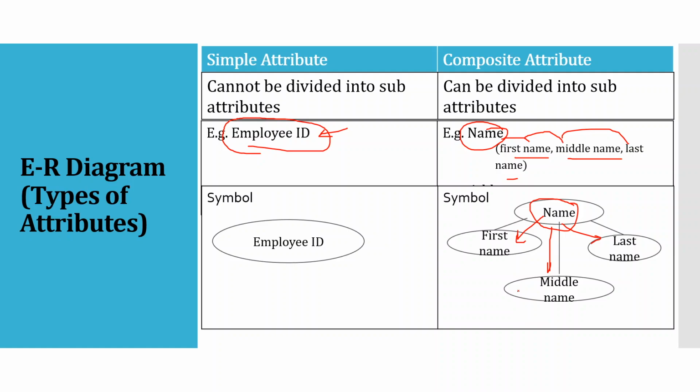If you can divide a particular attribute into more than one sub attributes, then it is known as composite attribute. Right? Am I clear with this, everyone? Is this clear? Any doubt? Anyone?